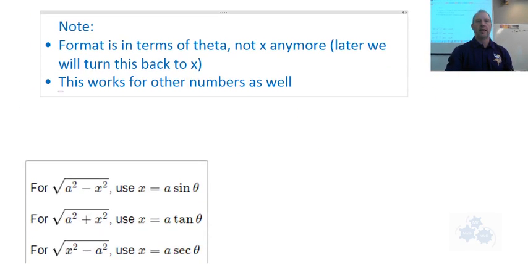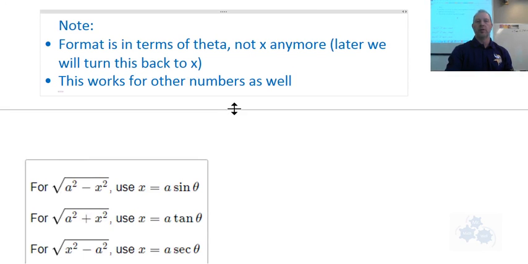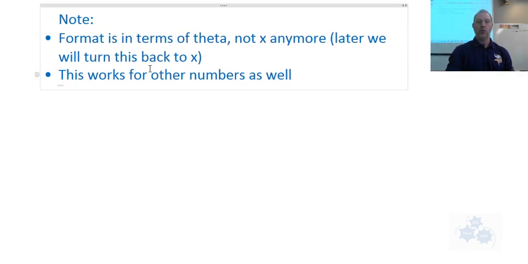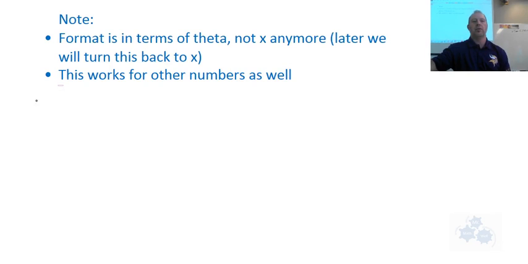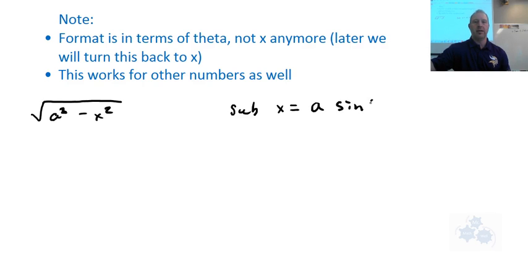is in your identity, but this works for other numbers as well. Okay? So before I get to this handy little chart, I'm going to do a quick example here with, let's go back to this again. So root a squared minus x squared. If we have this, and let's say that a is some other number, all we have to do is substitute, instead of subbing x equals sine theta, we sub x equals a sine theta. Okay? And I'll show you what this turns out to be and why this works.